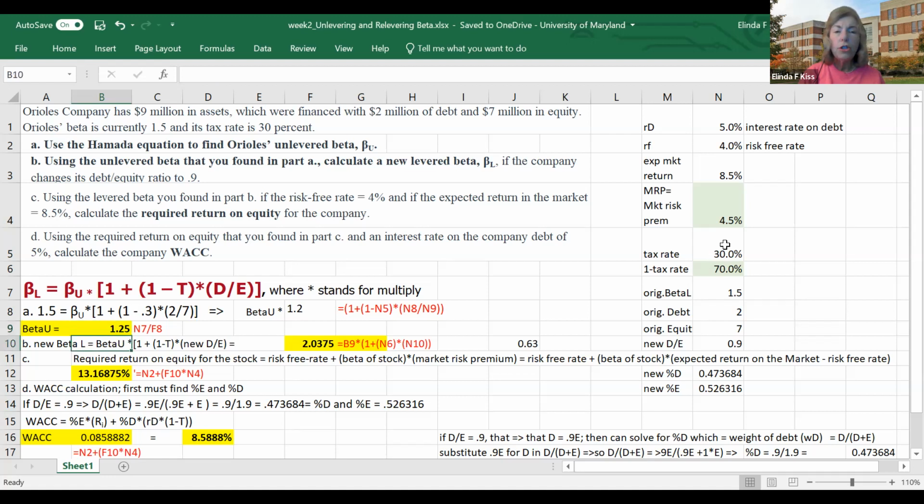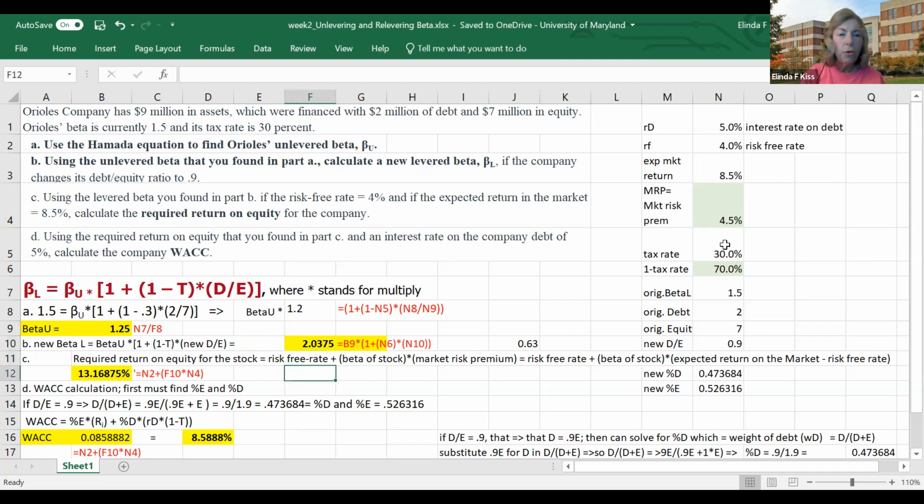Next, we want to relever beta with a new debt equity ratio equal to 0.9 using the Hamada equation. 0.7, which is 1 minus the tax rate, is multiplied by 0.9, the new debt equity ratio, which equals 0.63. Add 1 to 0.63, then multiply 1.63 by the unlevered beta of 1.25. That equals 2.0375. That is our new levered beta and the answer to part B of the problem.